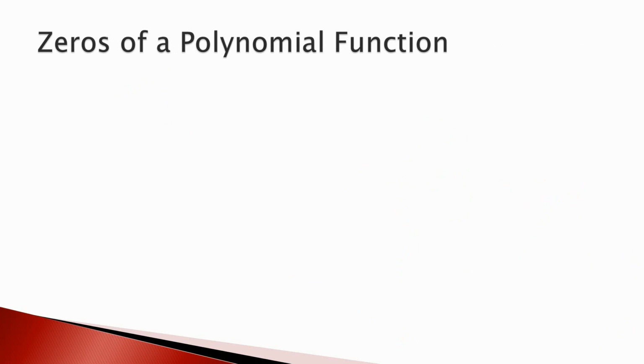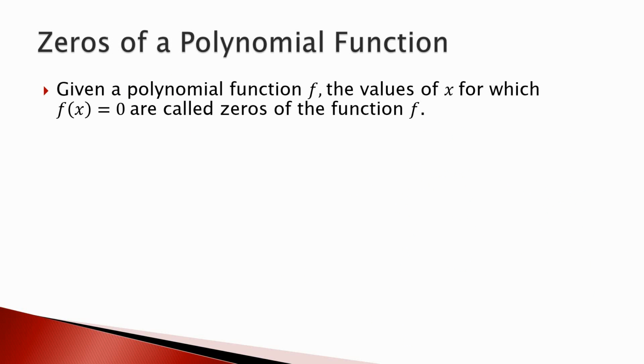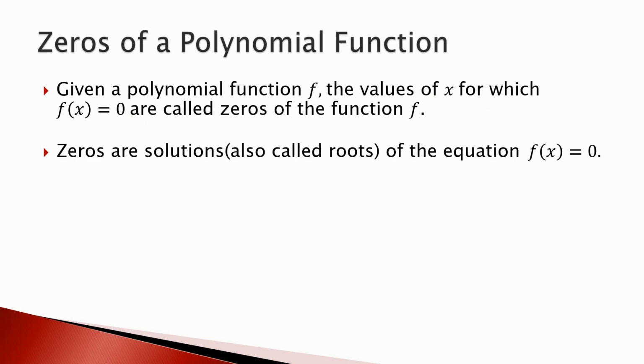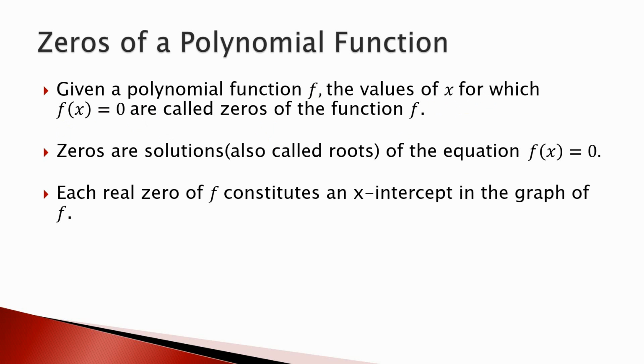Zeros of a polynomial function. Given a polynomial function f, the values of x for which f of x is 0 are called zeros of the function. Okay. So in fact, zeros are just solutions, also called roots of the equation f of x equals 0. So that means for which values of x is the function 0. Those values of x are called zeros.